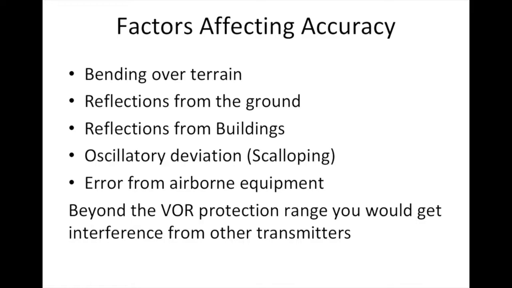Once you are airborne, you find that, whoa, I can pick up the signal now, and we'll talk about that in just a sec, how you have to tune in and identify. There's also oscillatory deviations called scalloping. That's a problem when the needle keeps scalloping back and forth. And there's also error from your airborne equipment. And beyond that, VOR protection range, and I'm going to show you how to calculate the range of a VOR. You also get interference from other transmitters.